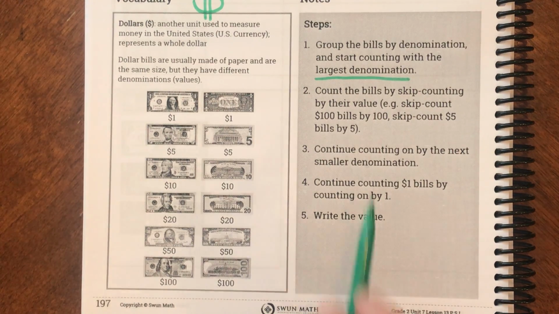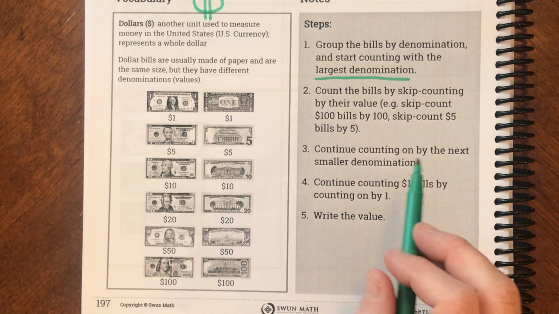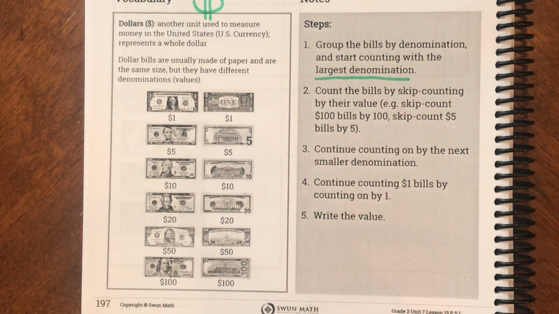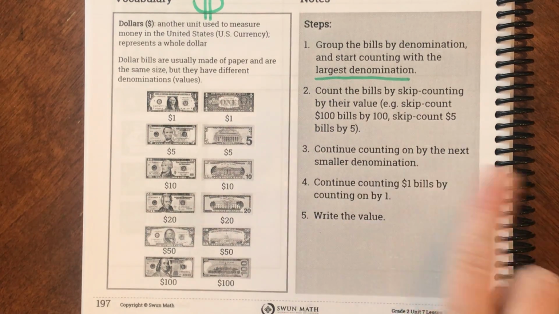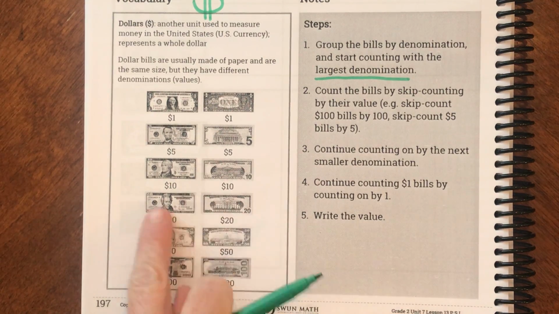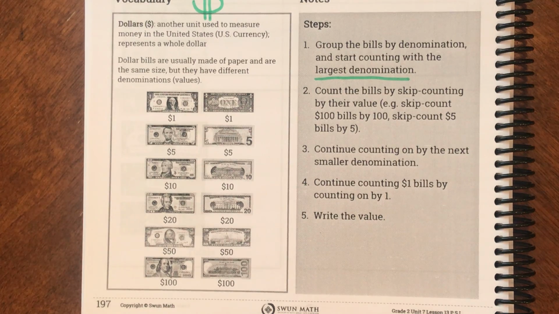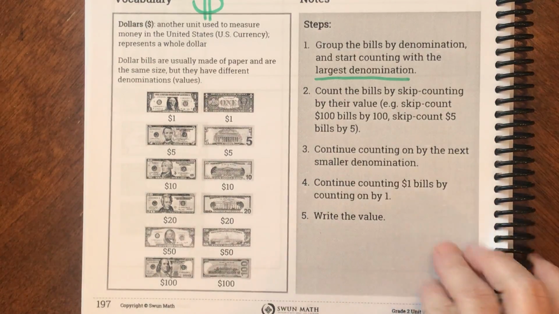And then it says we're going to count the bills by skip counting by their value. So just like before, we're going to skip count starting with the largest. And then we're going to continue by the next smaller. So we'll go from 100 to 50 to 20 to 10 to 5, and then we'll do the ones last. So we're going to go from largest to smallest, skip counting. Okay, so I'm going to get started on my first one and show you what this looks like.